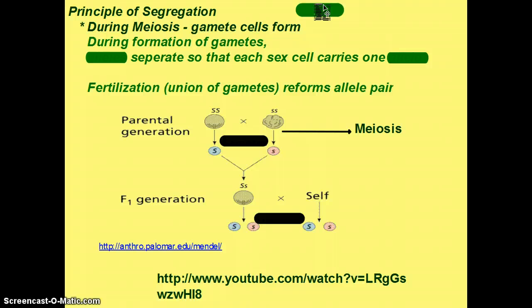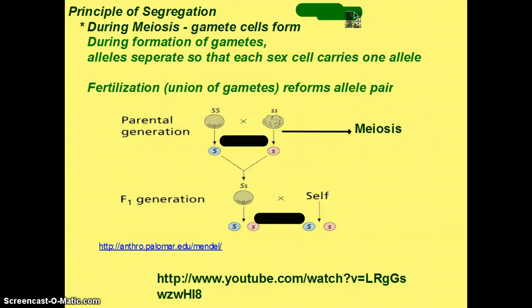What Mendel realized is that during the formation of those gametes, alleles separate so that each sex cell carries one allele. In other words, the mom has two, she's going to give one gamete one allele and the other gamete another allele. Make sense? Okay, so here's a picture for you.